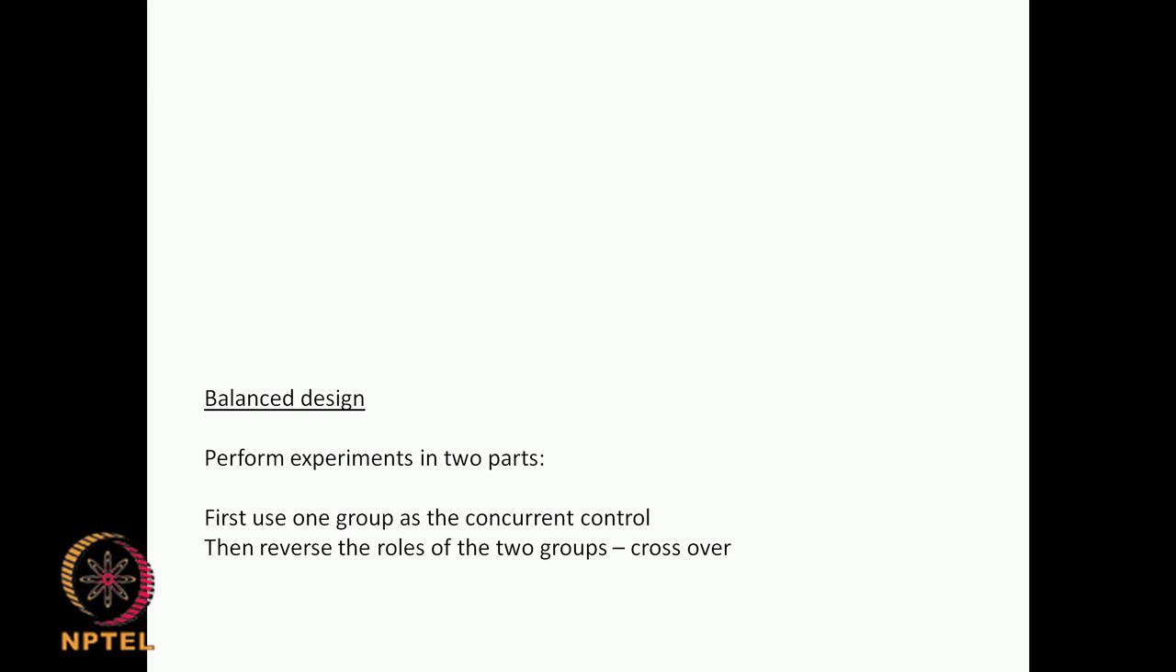So, we have something called balanced design. That means we need to perform the experiment in 2 parts. First, suppose you have a group of volunteers, divide them into 2 groups. The first group may be the control, the second group could be the test, and then you can reverse the roles. You can make the first group the test and the second group the control. This is called a balanced design. So, that way you are very sure that if there is a change in the disease pattern, you can say it is because of the drug.